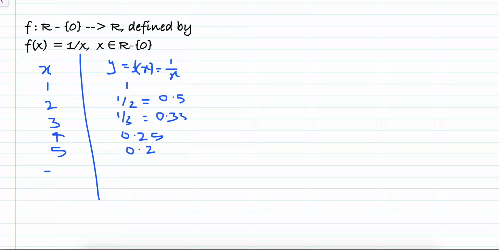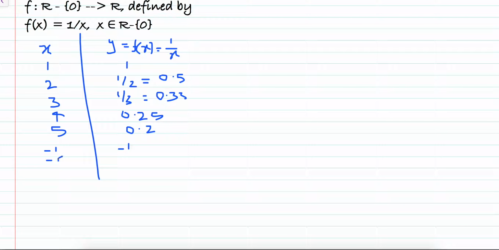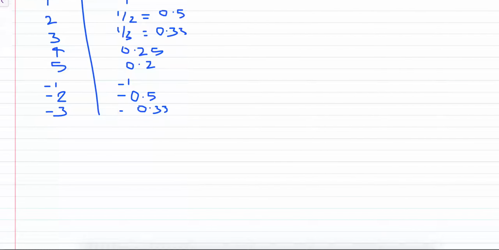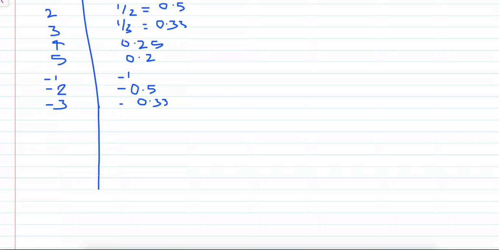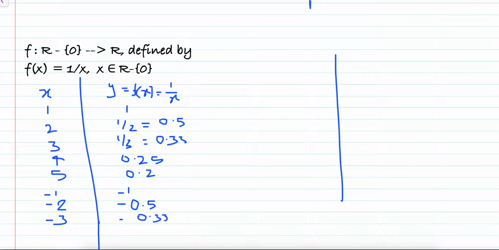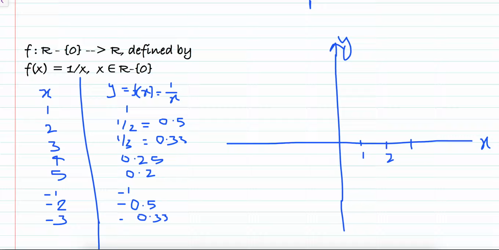And now I will take some negative numbers. So for -1 it's -1 over 1, which is -1, for -2 it's -1 over 2, that is -0.5, for -3 it's -0.33, and now we will take some values between 0 and 1, because if we draw the graph here, this is x, this is y, this is 1, 2, 3, 4, 5 and so on.